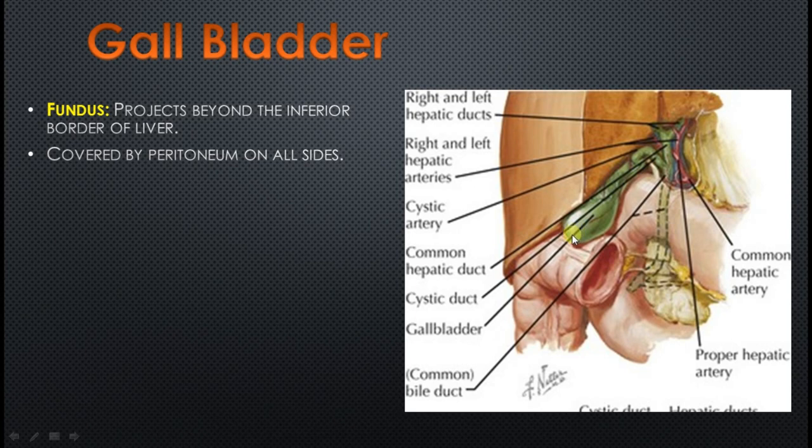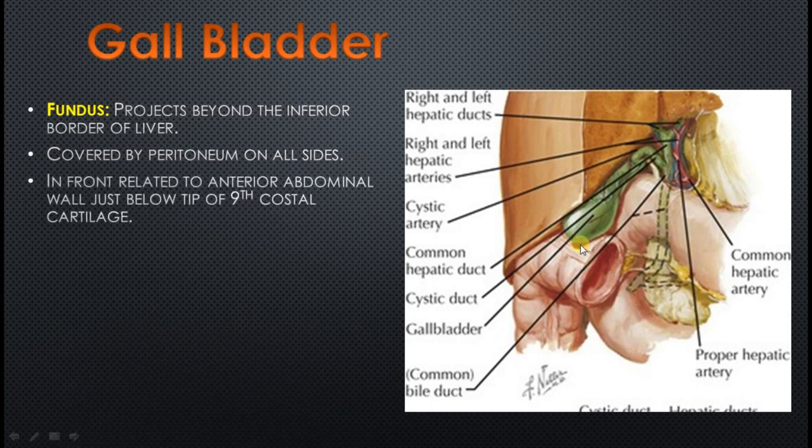This fundus of gallbladder is related to the transpyloric plane, which cuts through the tip of the 9th costal cartilage. You are able to understand? So the fundus of the gallbladder lies where your right lateral plane and the transpyloric plane meet, and it is in direct contact with the anterior abdominal wall, just below the tip of the 9th costal cartilage.